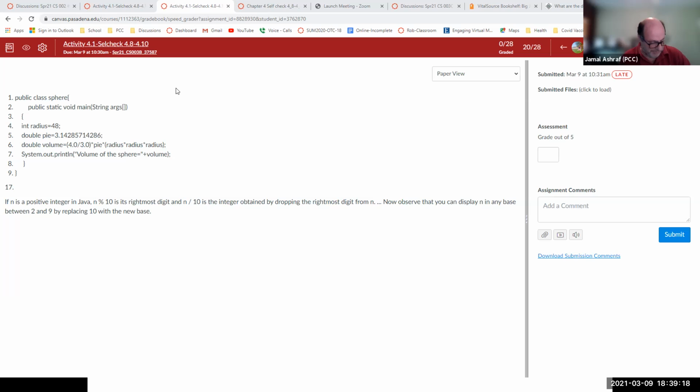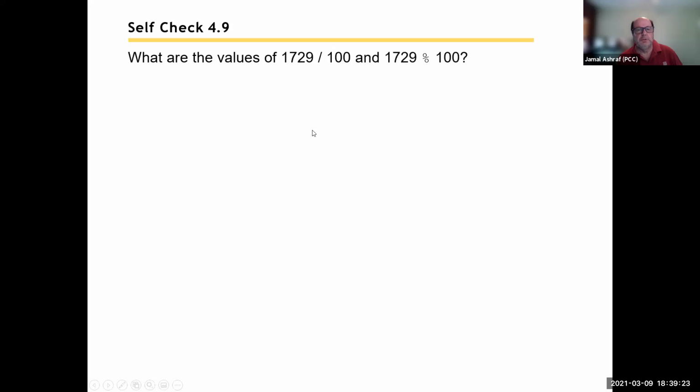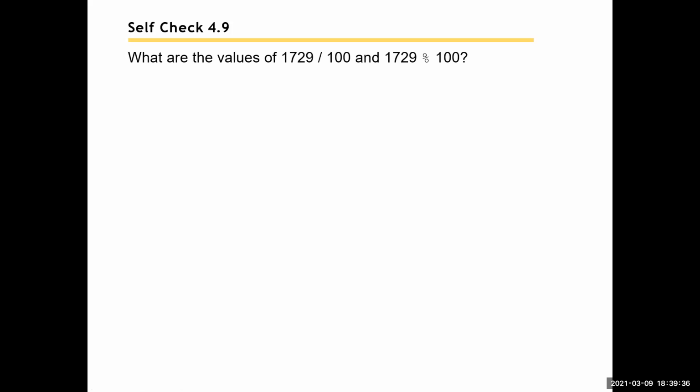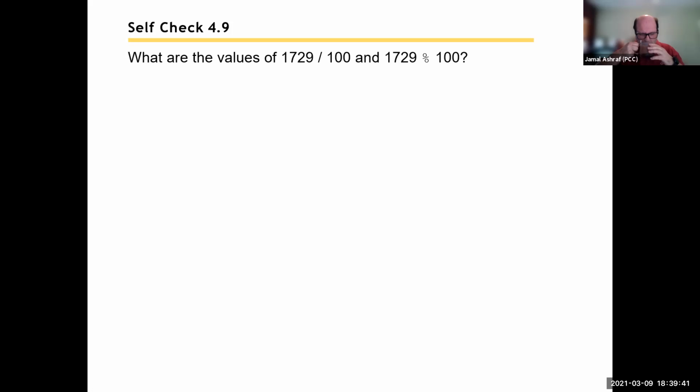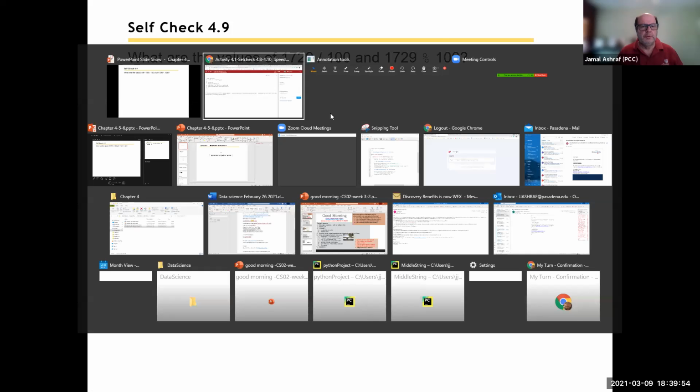So the next question was about the values of 1729 divided by 100 and 1729 % 100. We went over these, no? So for the first one, it's just 17.29. No. So it's 17, right? Yes. Yeah. So for the 17.29% by 100, I think it's 17.29. No.